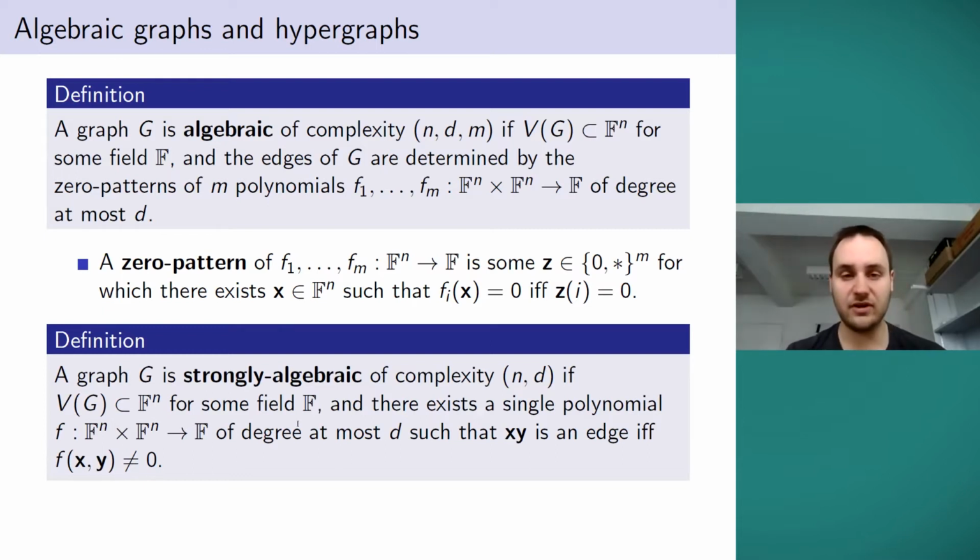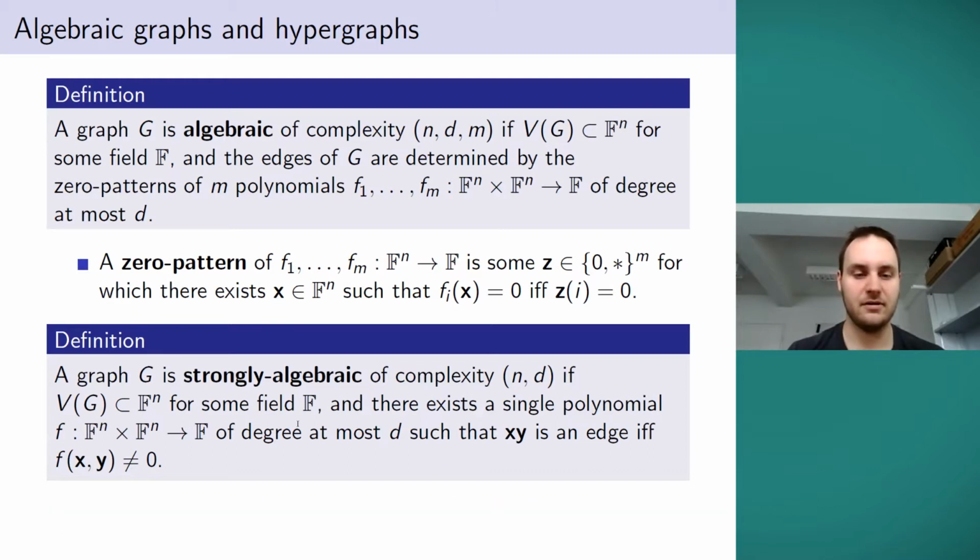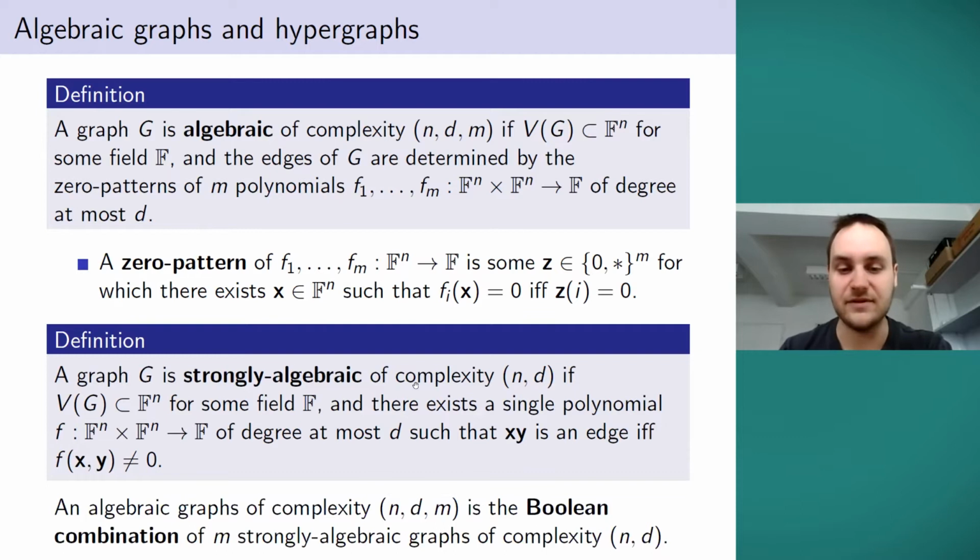And so let me show you an example of algebraic graphs. First, the reason why I have these strongly algebraic graphs is that every algebraic graph of complexity m, D is just the Boolean combination of m strongly algebraic graphs of complexity n, D. So many times when I say some statement about algebraic graphs, I will just say something about strongly algebraic graphs and argue that I can get algebraic graphs by taking Boolean combinations.